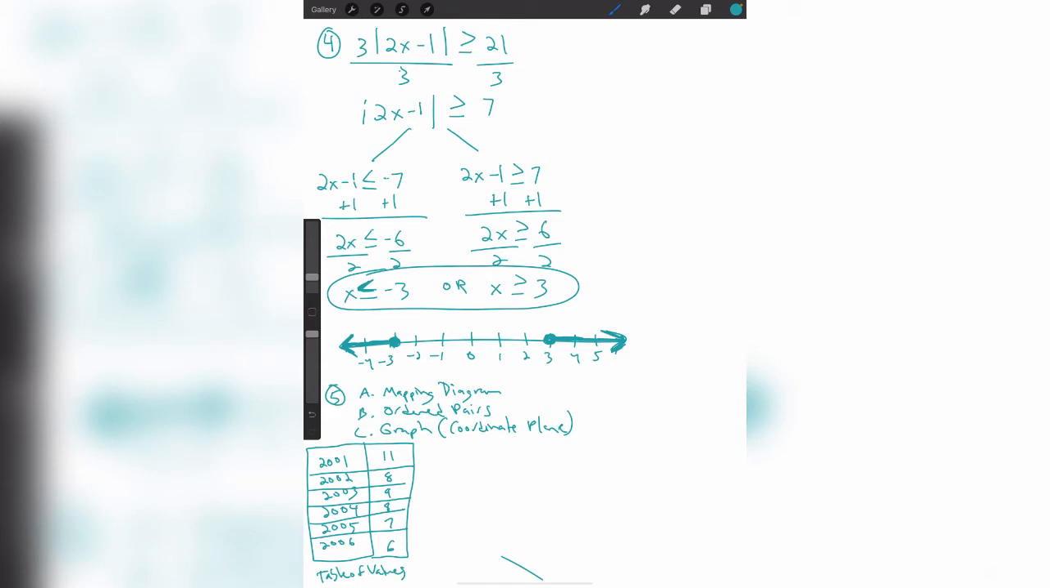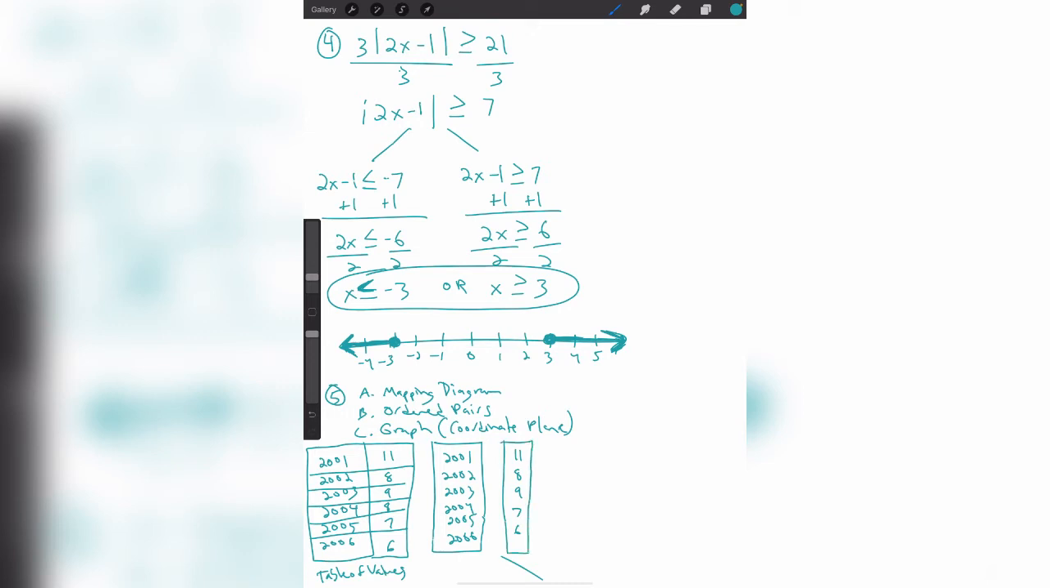So a mapping diagram isn't very difficult. What I do is I take all my values on the left and I write them out: 2001, 2002, 2003, 2004, 2005, 2006. And then I just draw a little box around them, right? And then I take all my values on the right-hand side, so I can say 11, 8, 9. Notice that 8's already been used, so I'm not going to repeat it. 7 and 6. And then I'm just going to draw a box around that.